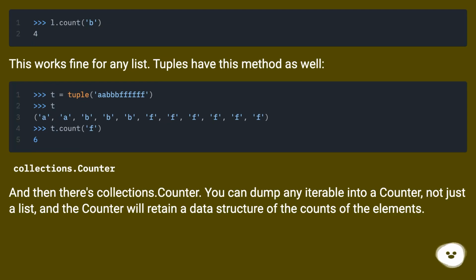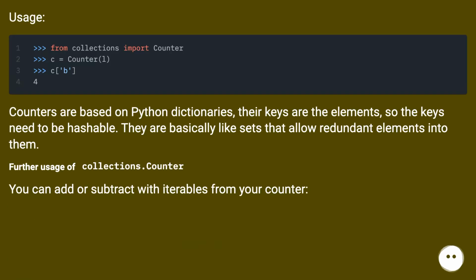collections.Counter: and then there's collections.Counter. You can dump any iterable into a Counter, not just a list, and the Counter will retain a data structure of the counts of the elements. Usage. Counters are based on Python dictionaries. Their keys are the elements, so the keys need to be hashable. They are basically like sets that allow redundant elements into them.